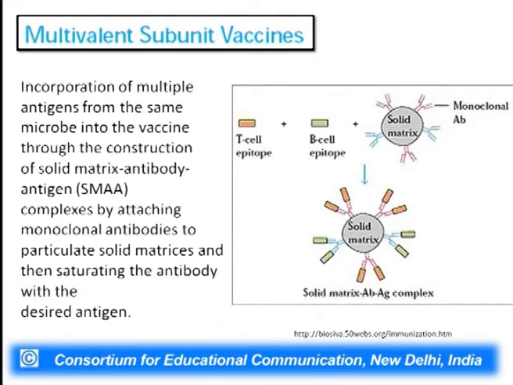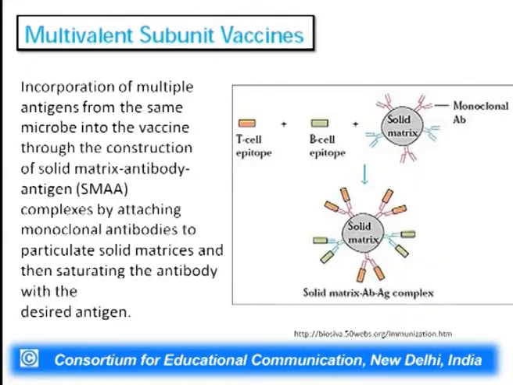Now, coming next to multivalent subunit vaccines. This is another very latest type of vaccine wherein incorporation of multiple antigens from the same microbe is done into the vaccine through the construction of solid matrix antibody antigen complexes, by attaching monoclonal antibodies to particulate solid matrices and then saturating the antibody with the desired antigen. As you can see, we have a solid matrix on which we have various monoclonal antibodies. These monoclonal antibodies are specific to different antigens.